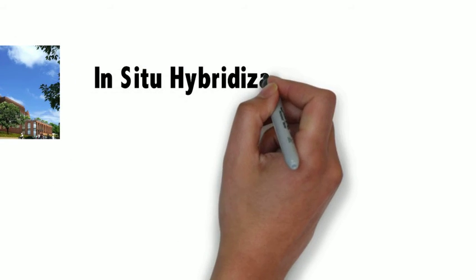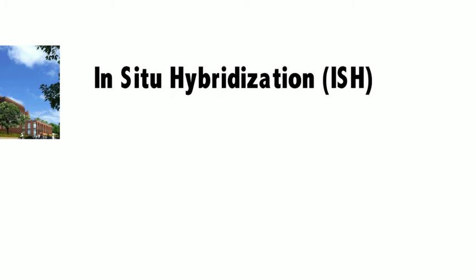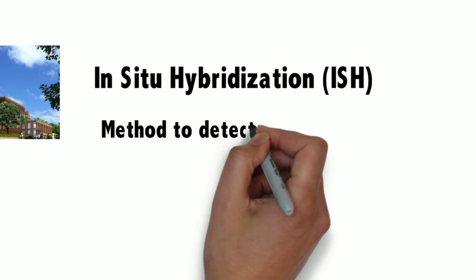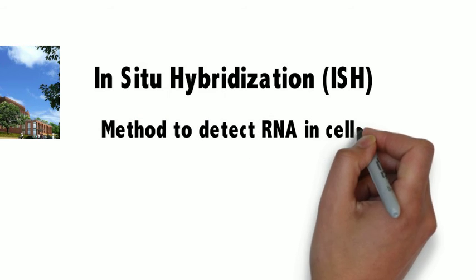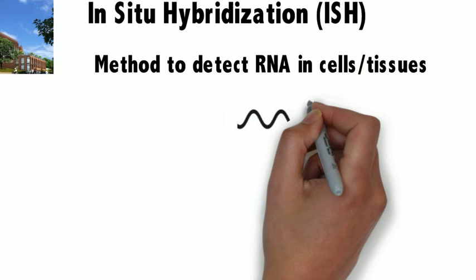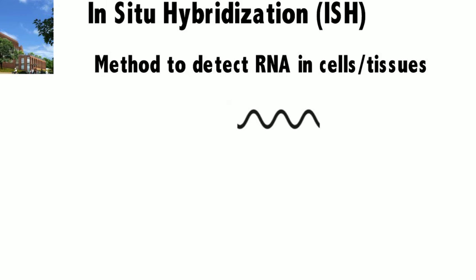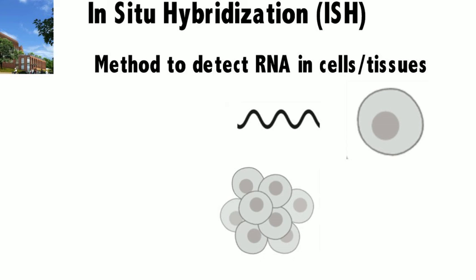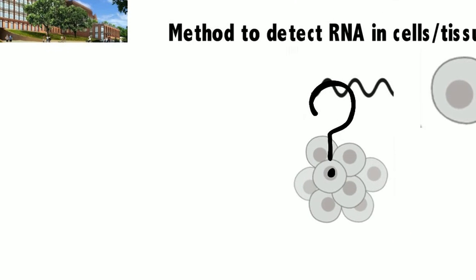In this video, we will talk about a method called in situ hybridization. It is also abbreviated as ISH. This method helps us to detect the presence or absence of RNA in certain cells or tissues. The words to be remembered or emphasized are RNA, and we are detecting it in cells or in tissues. So how does this method work?